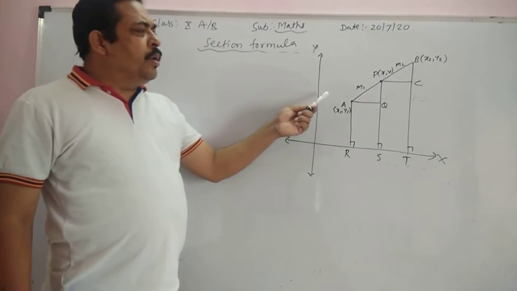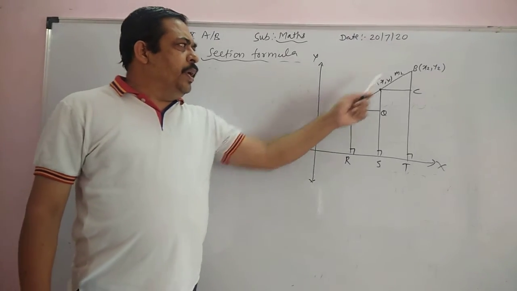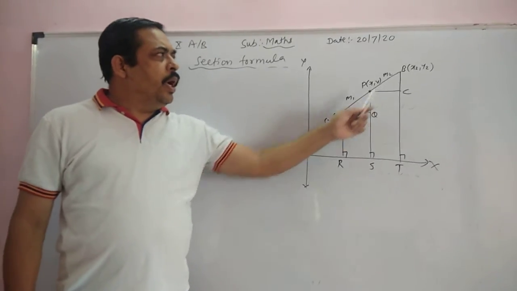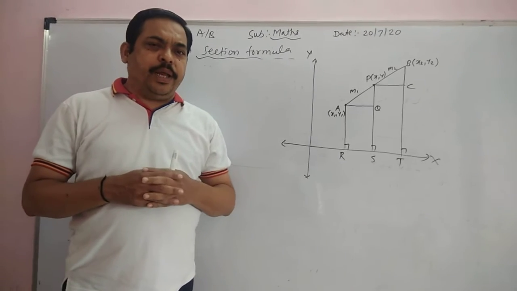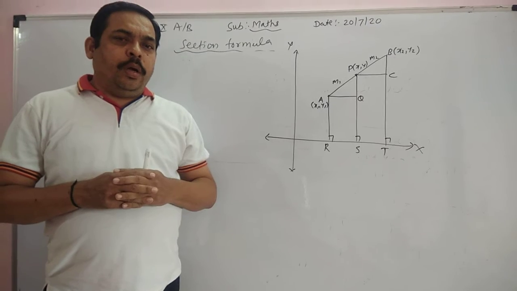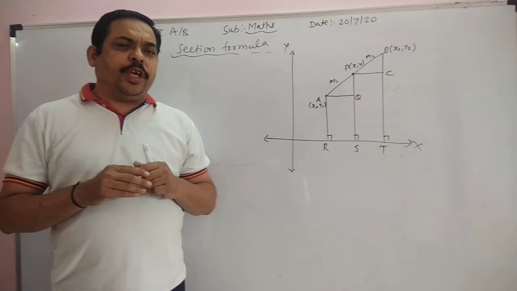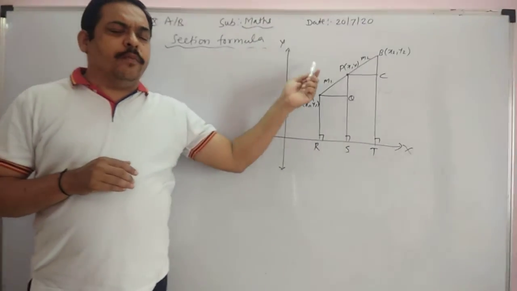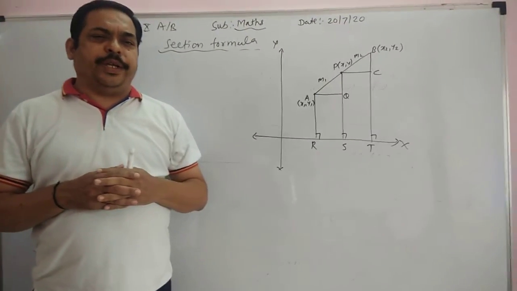What do we have to find? Again I will repeat the statement of the section formula. A and B are the 2 points having coordinates (x1, y1) and (x2, y2). If we join the 2 points, then we get one line segment, and the name of that line segment is segment AB. Now point P divides that line segment AB internally in the ratio m1 as to m2. Then we have to find the coordinates of point P.